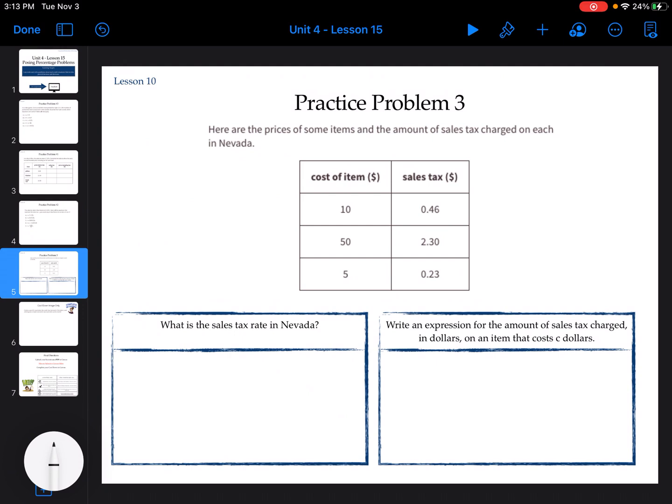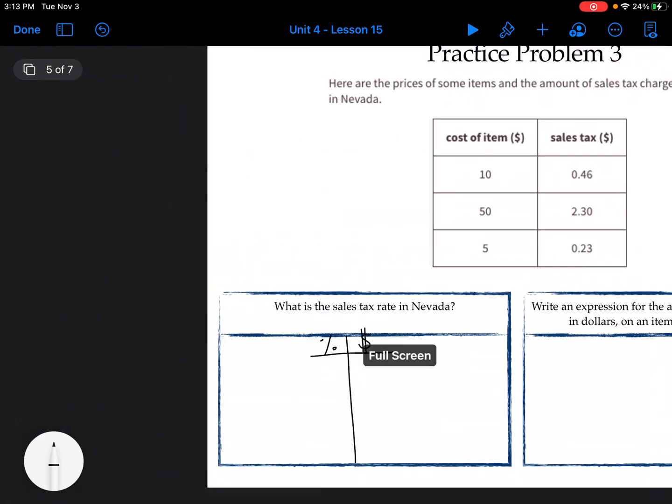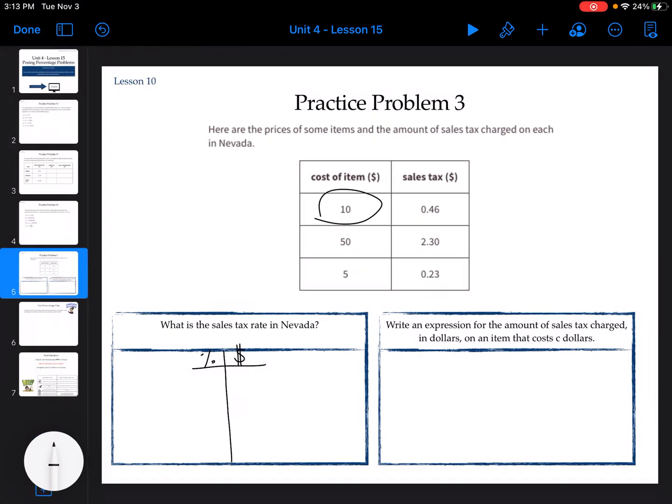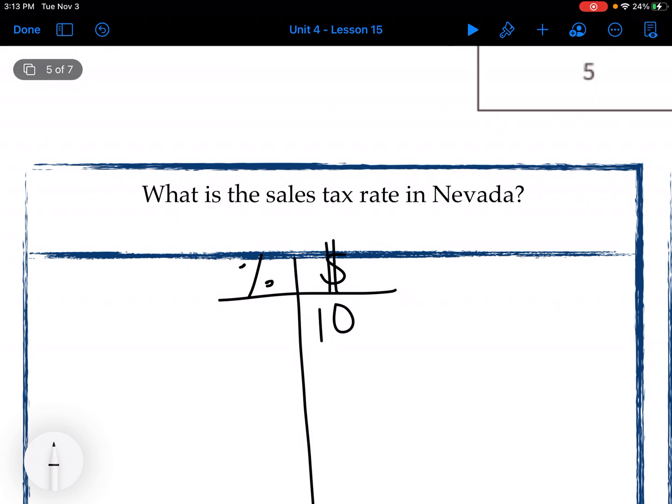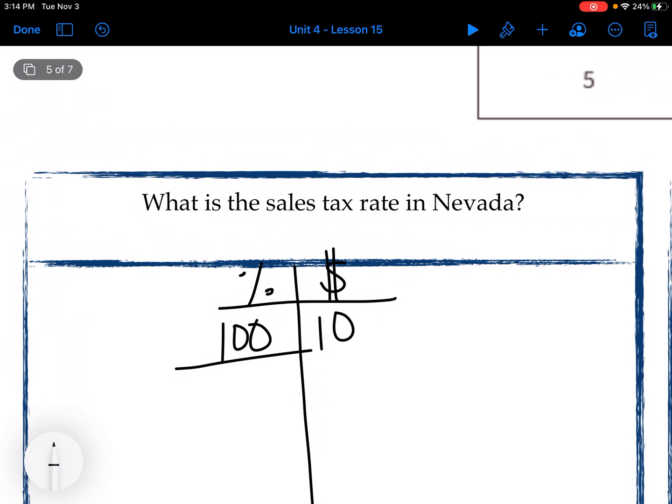Okay, so now we're looking at some more things from sales tax in New Mexico. It says here are some prices of some items, and this is the sales tax. They want to know, what is the sales tax rate? So I'm going to set up a table. I have my percentage and I have my money. The cost of the item was $10. So $10 is 100%. I know that the tax was 46 cents. So I'm dividing going that way.